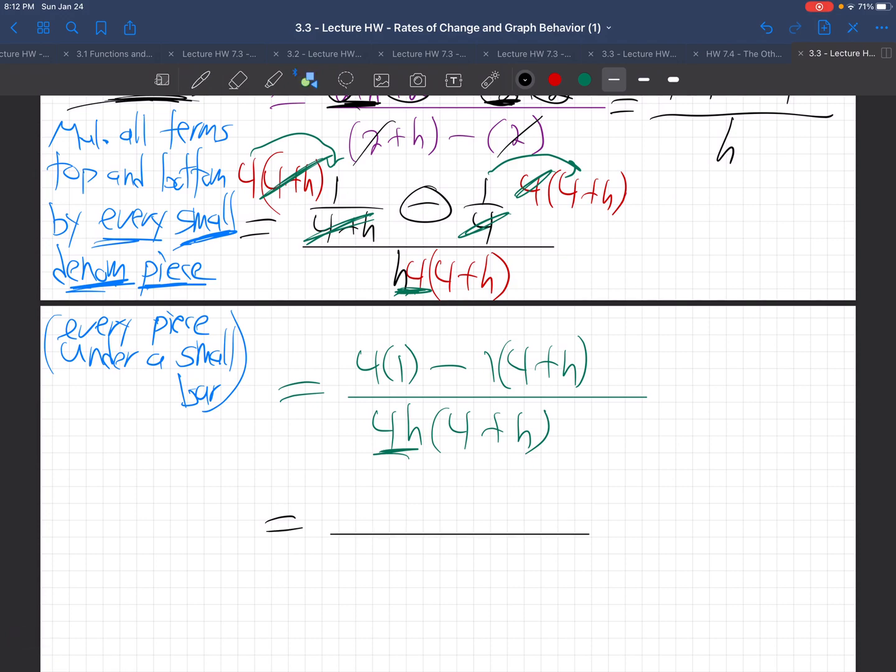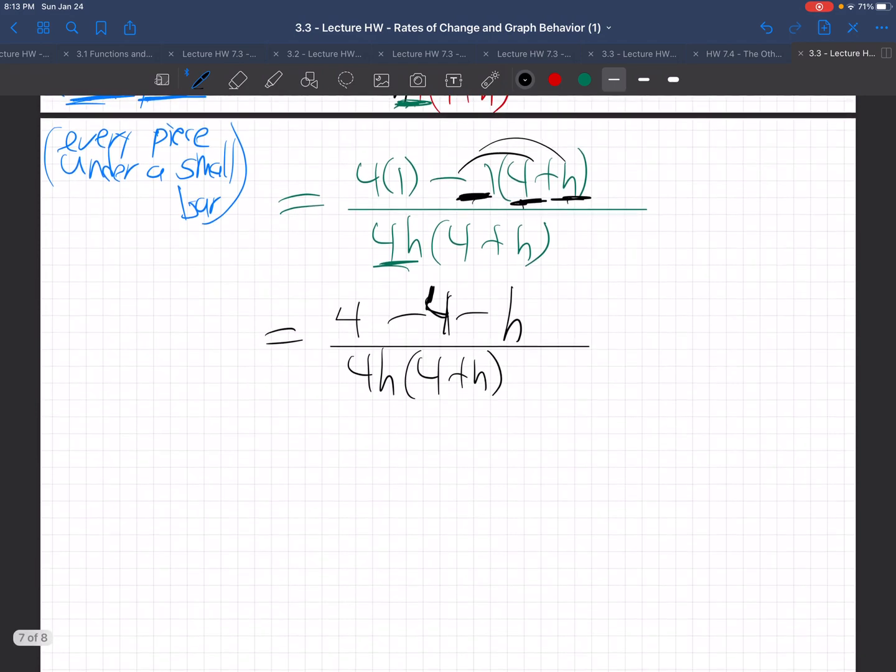And then, I think we got basically one more step here. Maybe. On the top, we get 4. And then this minus 1's going to distribute. Minus 4 minus h. Did you track with that? That minus 1 multiplied the 4 and multiplied the h. Remember to take that minus with him. That minus is his minus. That minus 1's got to go to both the 4 and the h. Over the bottom, 4h times 4 plus h.